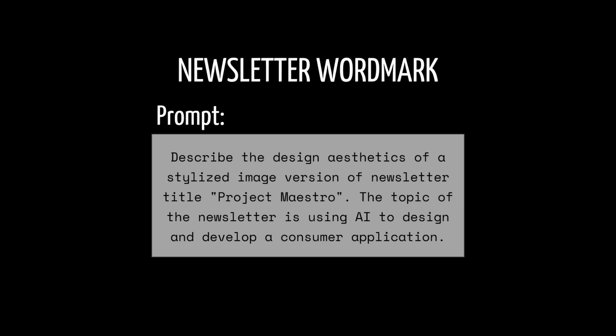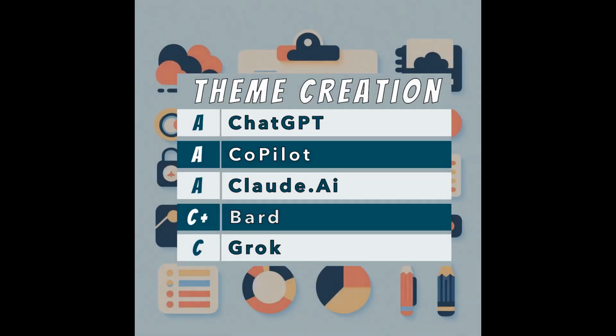Next up, we worked on the newsletter word mark. For this, I described a prompt for the aesthetics of a styled image that I wanted for Project Maestro. And I gave it kind of an idea of the topic, which was about using AI to design and develop consumer applications. Theme creation, again, ChatGPT, Copilot, Claude, all got a solid A.